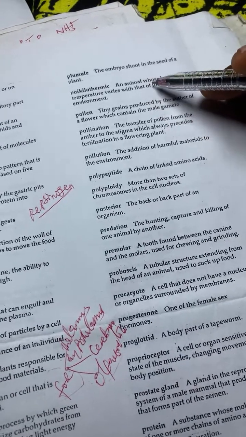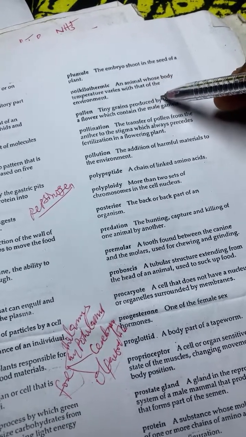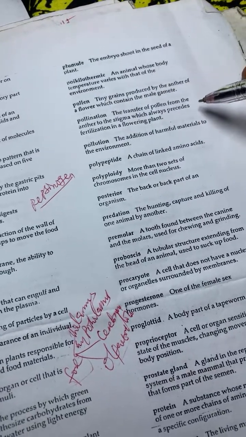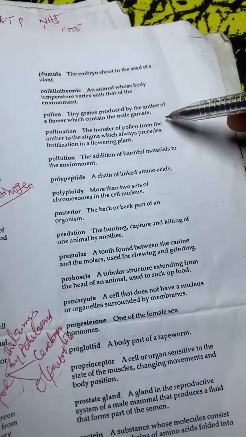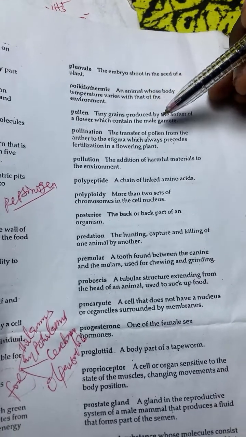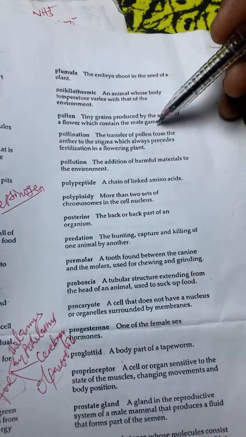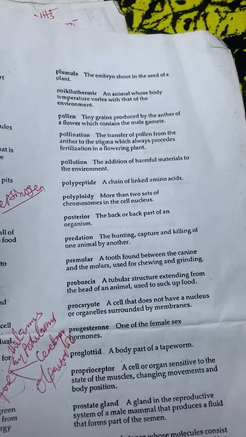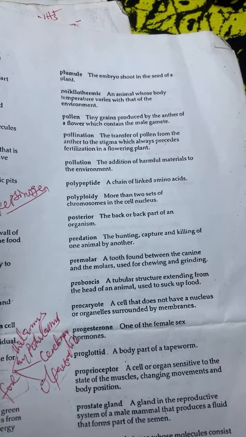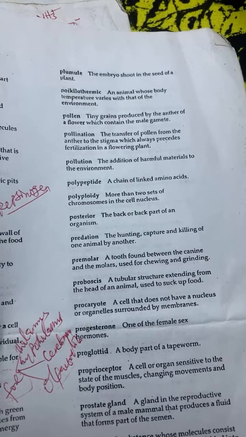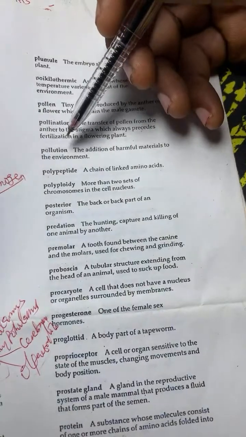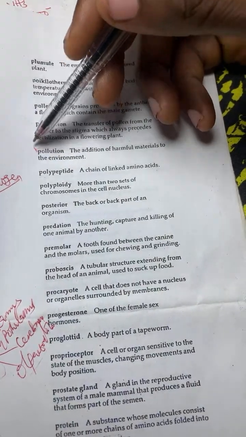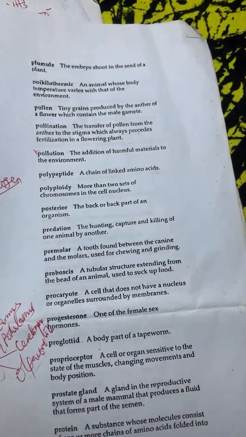Pollen is more like a tiny grain produced by the anther of a flower that contains the male gamete. That's pollen. We have pollination, the transfer of pollen from the anther to the stigma, which always precedes fertilization in flowering plants. That's pollination. Pollination can either be self-pollination or what? Cross-pollination. All right, so we have what we call pollution, the addition of harmful materials to the environment.